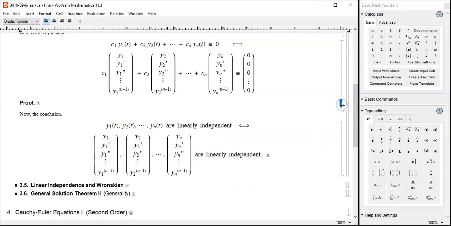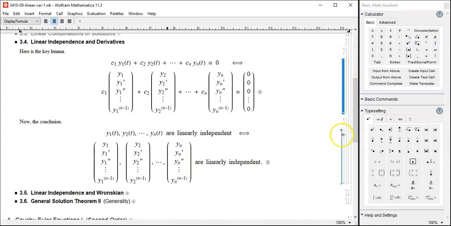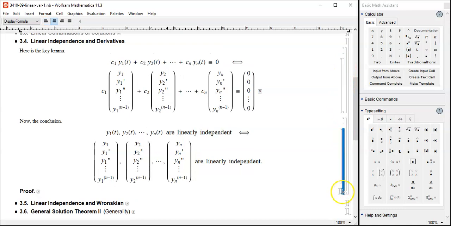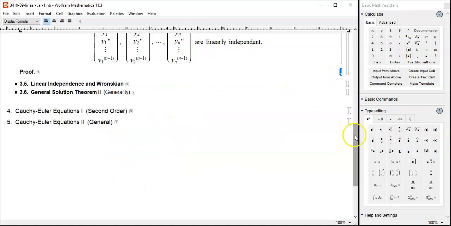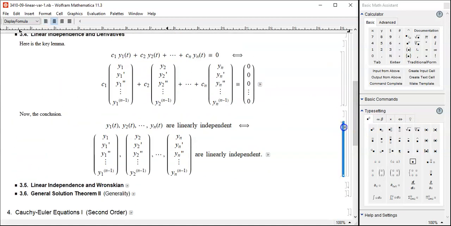So we have all that. And then apply all these to linear independence. Then you get the desired conclusion. So this pink part and that pink part are equivalent. So replace them. Then we have the equivalent statement. So what's the conclusion here? y1 through yn are linearly independent means these column vectors are linearly independent. Or vice versa. If these are linearly dependent, then these column vectors are linearly dependent.